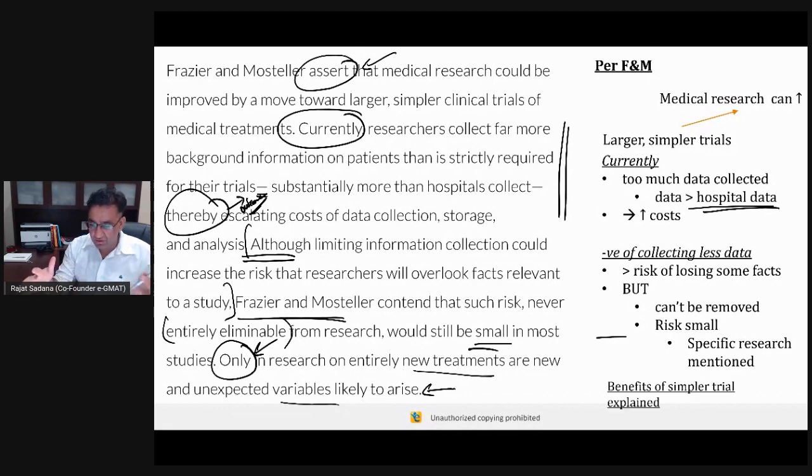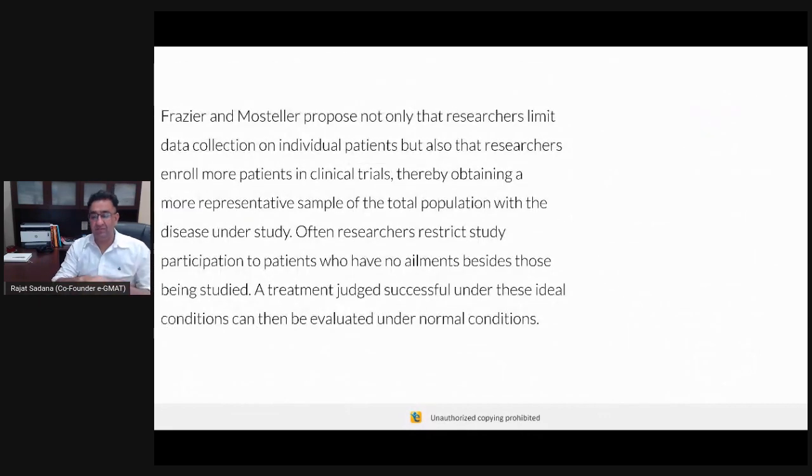So essentially, if you were to summarize this entire paragraph, you have benefits of simpler trials that have been explained. Then we go to the second paragraph, and we say, okay, FNM propose not only that research limit data collection, but also that, and you can see you have a parallel sentence. There's a "that" over here, there's another "that" over here, that researchers enroll more patients in clinical trials. So there's a second proposal coming in over here.